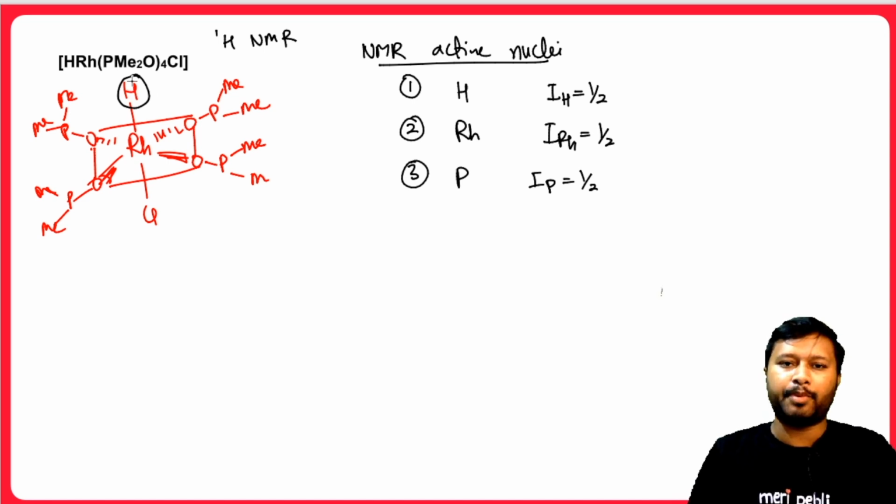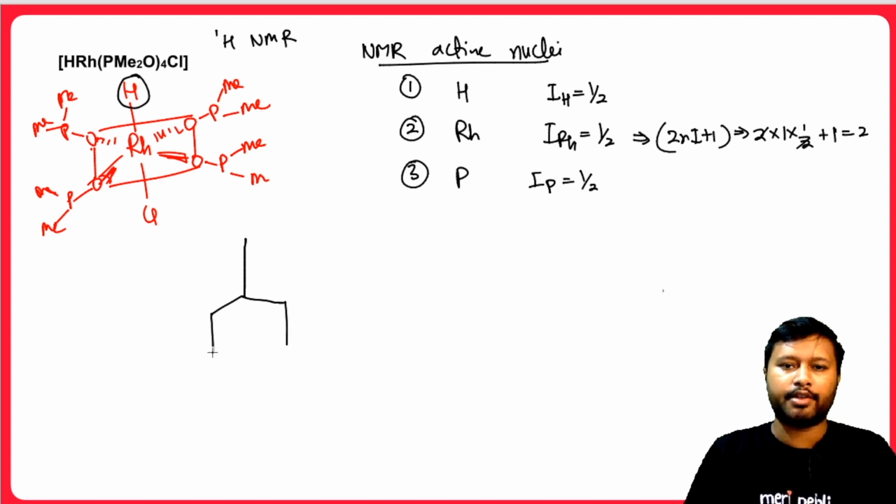Now, which group is nearest to it? The nearest group is RH. The coupling rule says that the group nearest to the nucleus you are looking at is going to cause the first splitting. So this RH is going to cause splitting for the first time. This hydrogen was coming as a singlet, but RH is now going to split it. Let me do it here itself. We have the formula 2nI plus 1. Since we have just one RH, this will be 2 into 1 into half plus 1. If you solve this, you get 2. So rhodium is going to split it into 2 lines, and we are going to get these 2 lines over here.